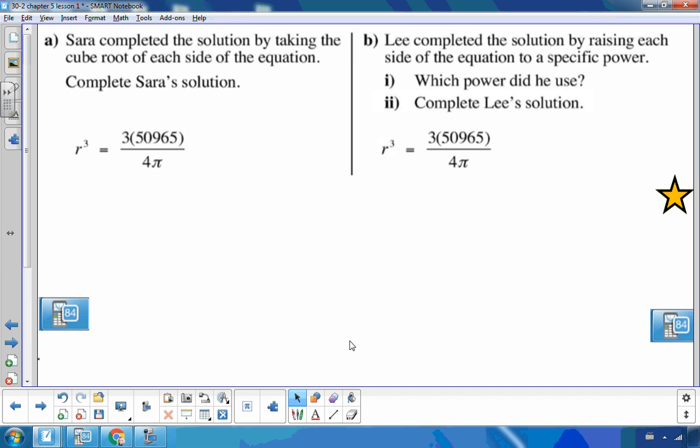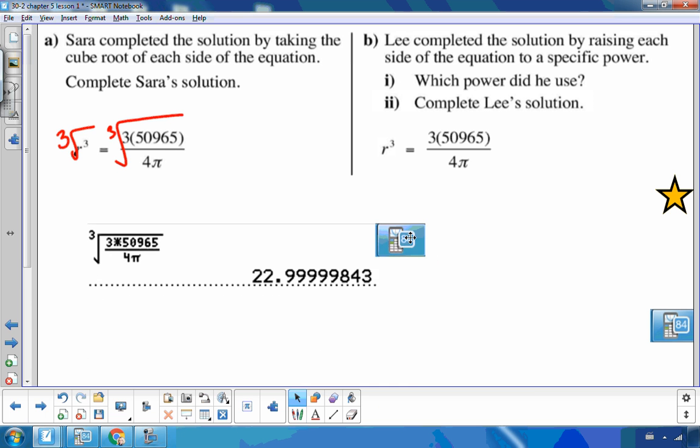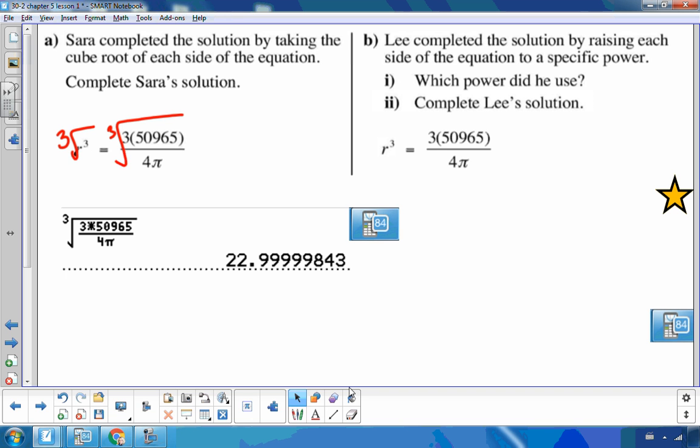So Sarah completed the solution by taking the cube root of the equation. So what she said is, okay, the opposite of cubing a number is cube rooting a number. So I'll cube root this side, and to be fair, I also cube root that side. Okay, that's a totally acceptable way of doing it. So I plugged it into my calculator like that. I cube rooted it, and I got 22.999, whole bunch of nines. So I'm going to call it 23, and my units are centimeters.